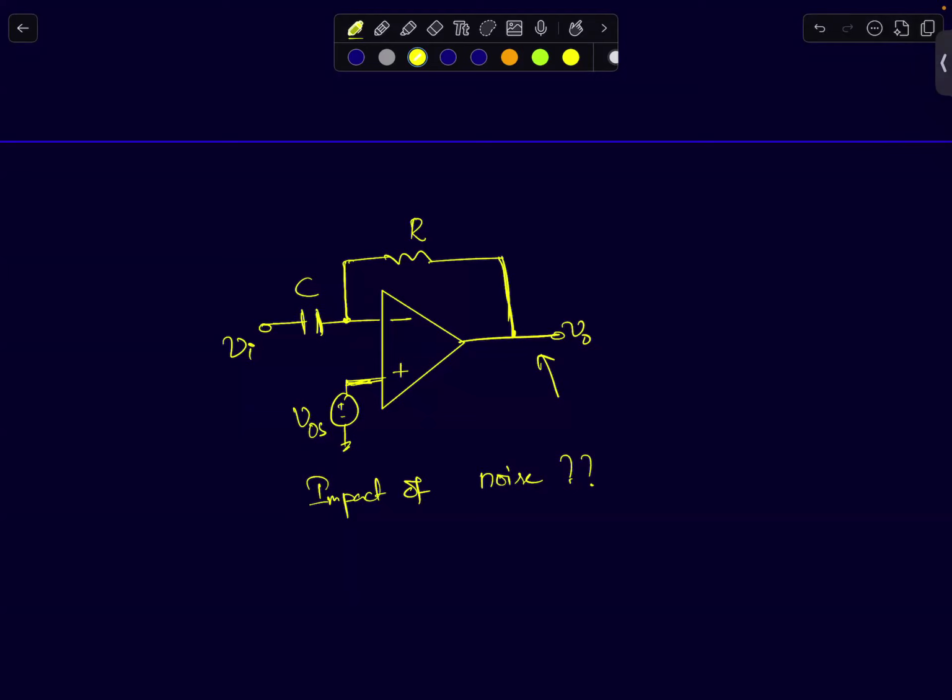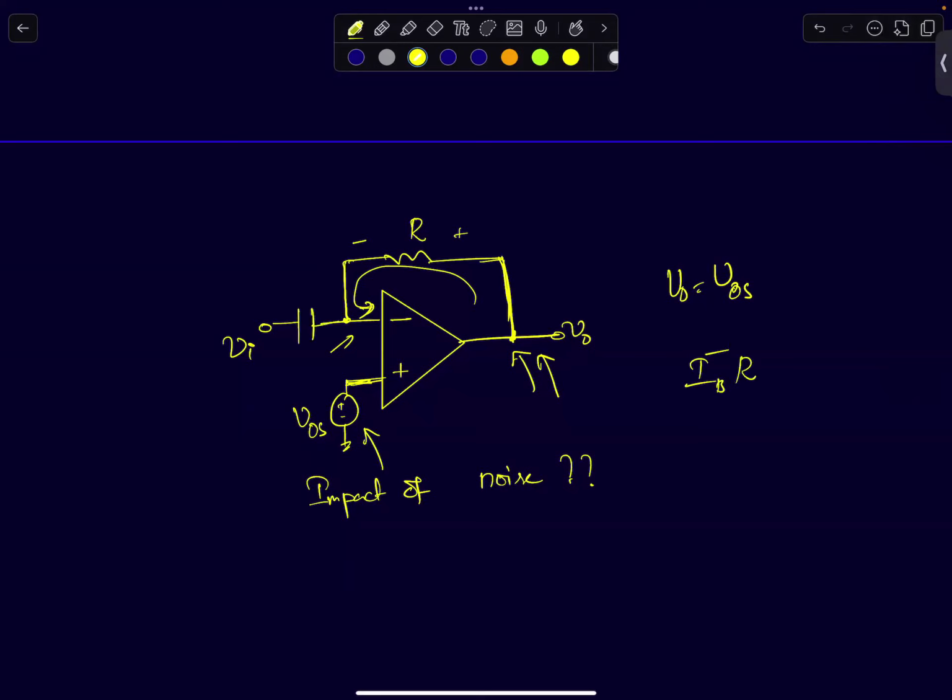Offset is exactly right. Your V naught will simply be equal to V_OS, the offset itself, because at DC the capacitor can be treated like an open circuit, and you're left with just a negatively fed back voltage follower. So the positive terminal will follow this, and your output terminal will also be equal to V offset. If you assume base current, the bias current will flow through R, and that will be I_B minus times R. So at the output, you will have V offset plus I_B minus times R for a differentiator.